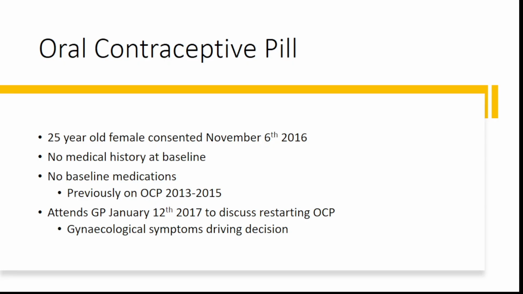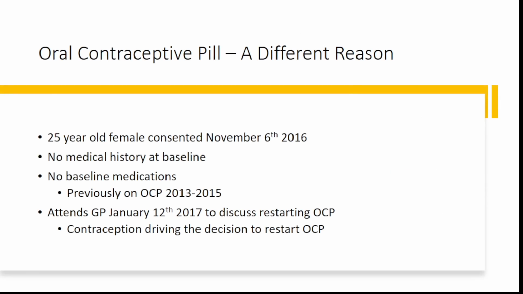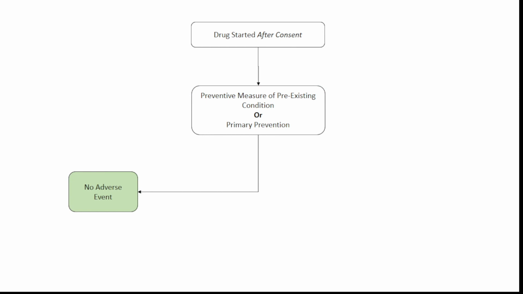The oral contraceptive pill I mentioned, if we talk about somebody who goes into this because they have gynecological symptoms, the reason they're starting the medication is for a worsening of a condition or a new problem. Somebody who goes into it purely for contraceptive reasons, where they fall on the algorithm is there.